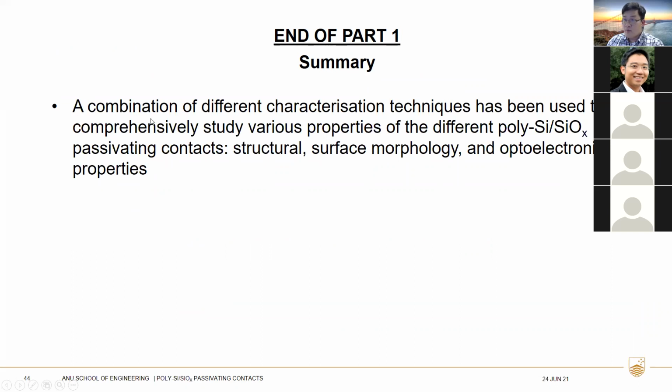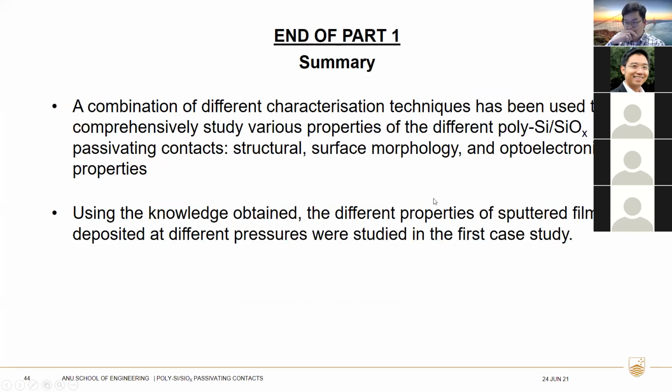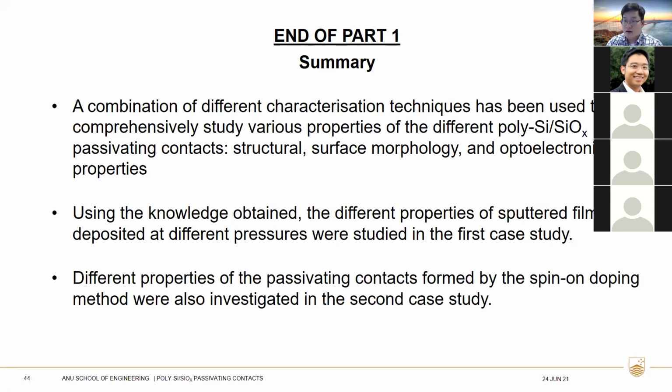We have seen that a combination of different characterization techniques has been used to comprehensively study the various properties of the different polysilicon passivating contacts, from the structural and surface morphologies to optoelectronic properties. Using the knowledge obtained, the different properties of the sputtered films deposited at different pressures were studied in the first case study. And the different properties of the passivating contacts formed by the spin-on doping were also investigated in the second case study. So now let's jump into the next part.